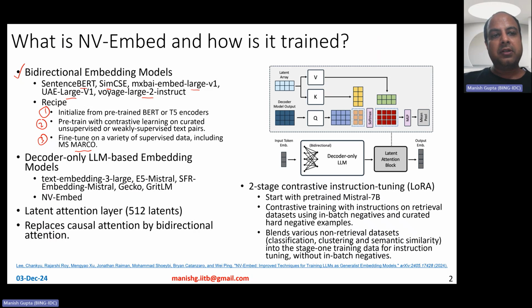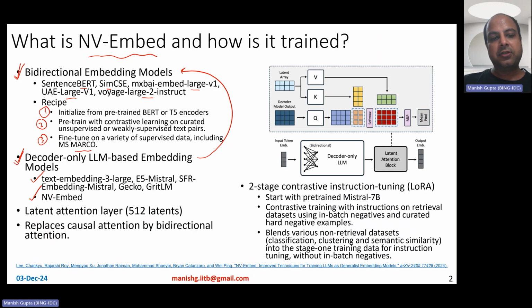So as I mentioned, traditionally embedding models have been bidirectional in nature. But more recently, people have observed that decoder-only large language models can also serve as good embedding models. In fact, people have shown that decoder-only LLM-based embedding models actually perform better than bidirectional embedding models. The recent ones include text-embedding-3-large from OpenAI, E5-Mistral, SFR-Embedding-Mistral, Google Gecko, and RetroMAE from Microsoft. There is also this model NV-Embed, which is what this video is all about. And NV-Embed, as you can now understand, is a decoder-only LLM-based embedding model.